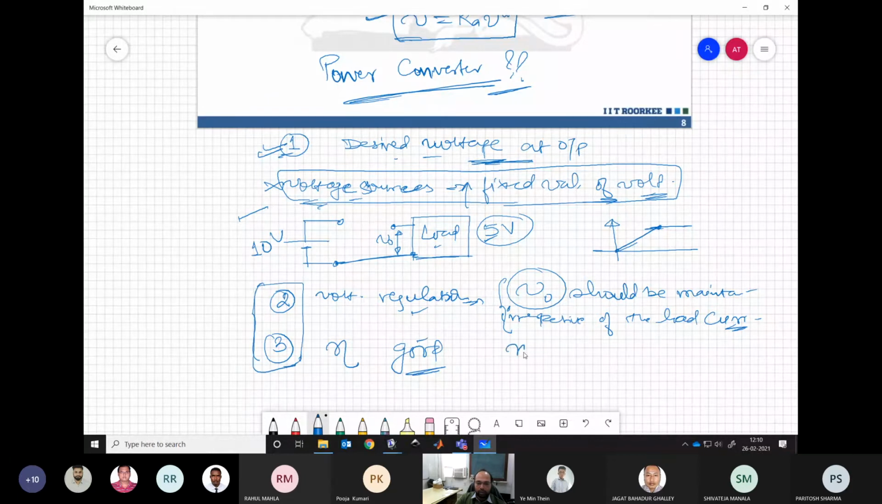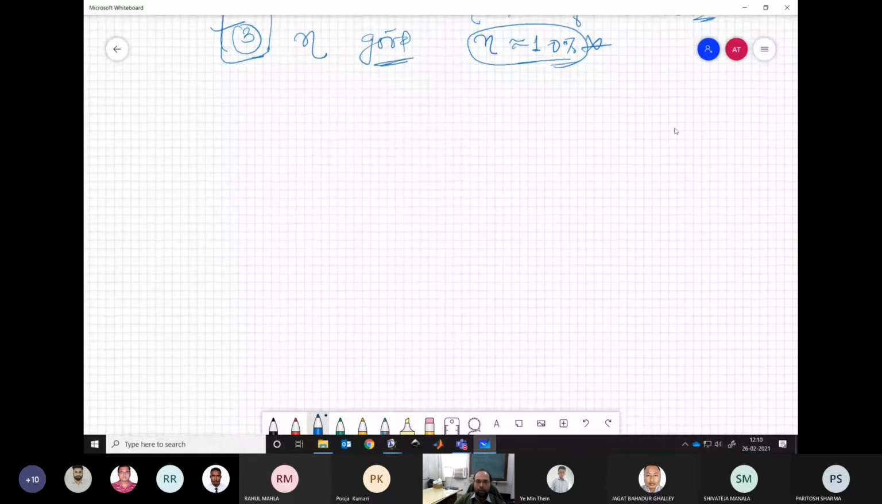If our efficiency is very poor, something close to 10% or 5%, then this is not a product which can be used anywhere in the industry or any other place. It's good for nothing. So apart from the first requirement, we have to fulfill these two secondary requirements as well. Now let us see one by one how we can do that.